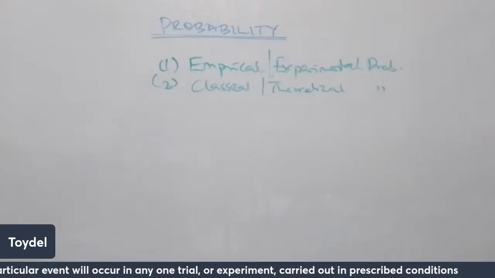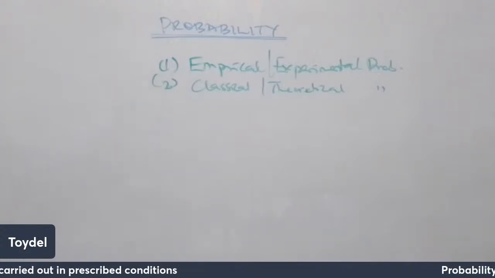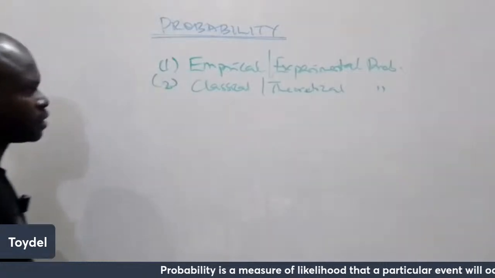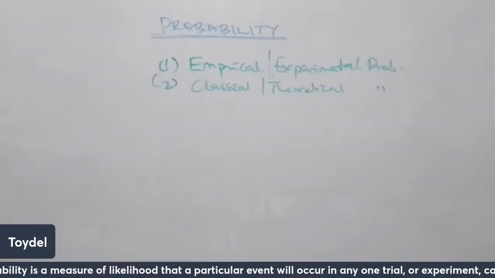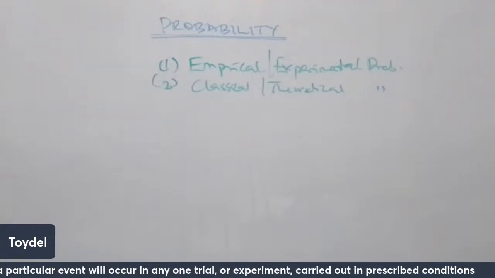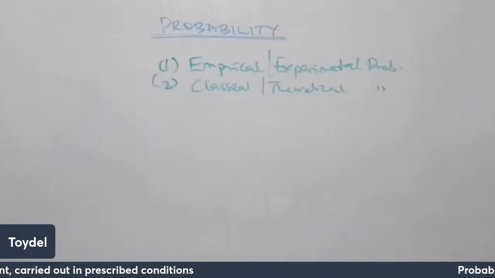For instance, if you toss a coin, we know that it's either head or tail. If you are dealing with a die, a die has 6 faces. So that can be an example under empirical or experimental probability. Then classical probability is based on the consideration of theoretical numbers and the number of ways in which it is possible for an event to take place.